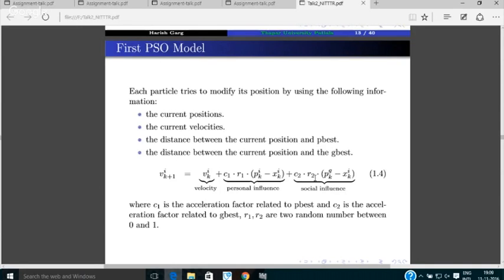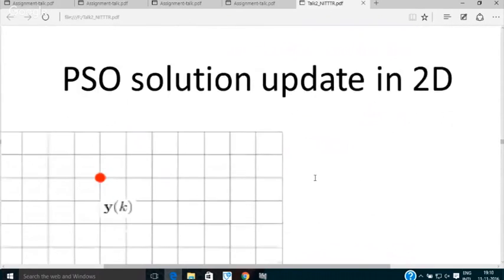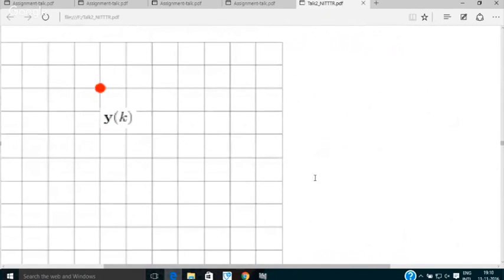Okay, and C1 and C2 are parameters called the acceleration constants. That is, you have to fix them. Okay, now how do they work? I'm just giving you a simple one-by-one procedure.